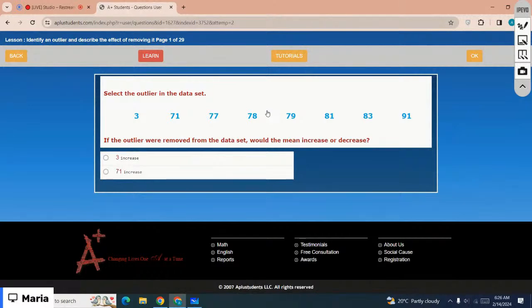You can calculate the mean with 3 and the mean without 3. You can see that without 3, the mean is increased because you have all two-digit numbers, so your answer is also a two-digit number. But in the case of 3, that is a smaller number. Got it? So the outlier is 3 and the mean is increased. Got it?